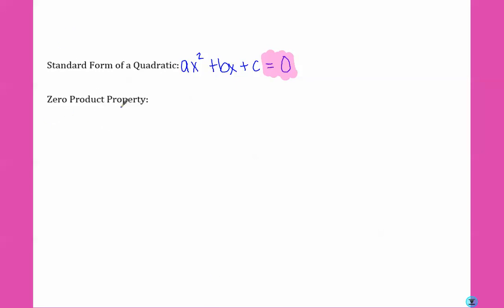And that's because of the zero product property, which says if a times b equals 0, then a equals 0 or b equals 0. Or both of them can equal 0. So let's look at some examples.